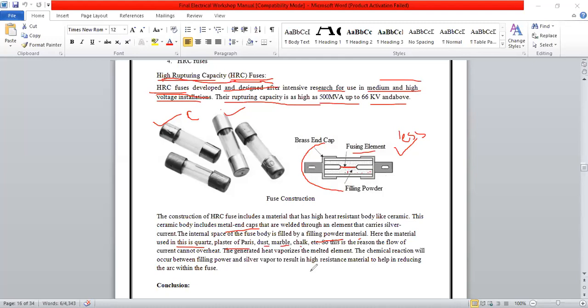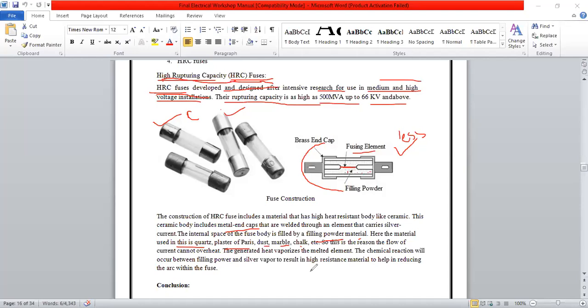Now, this is the reason the flow of current cannot overheat the fuse. When the current is flowing, and if the current exceeds its rated value, at that situation the maximum heat should not be produced. It means to reduce the heat, we use the powder here.